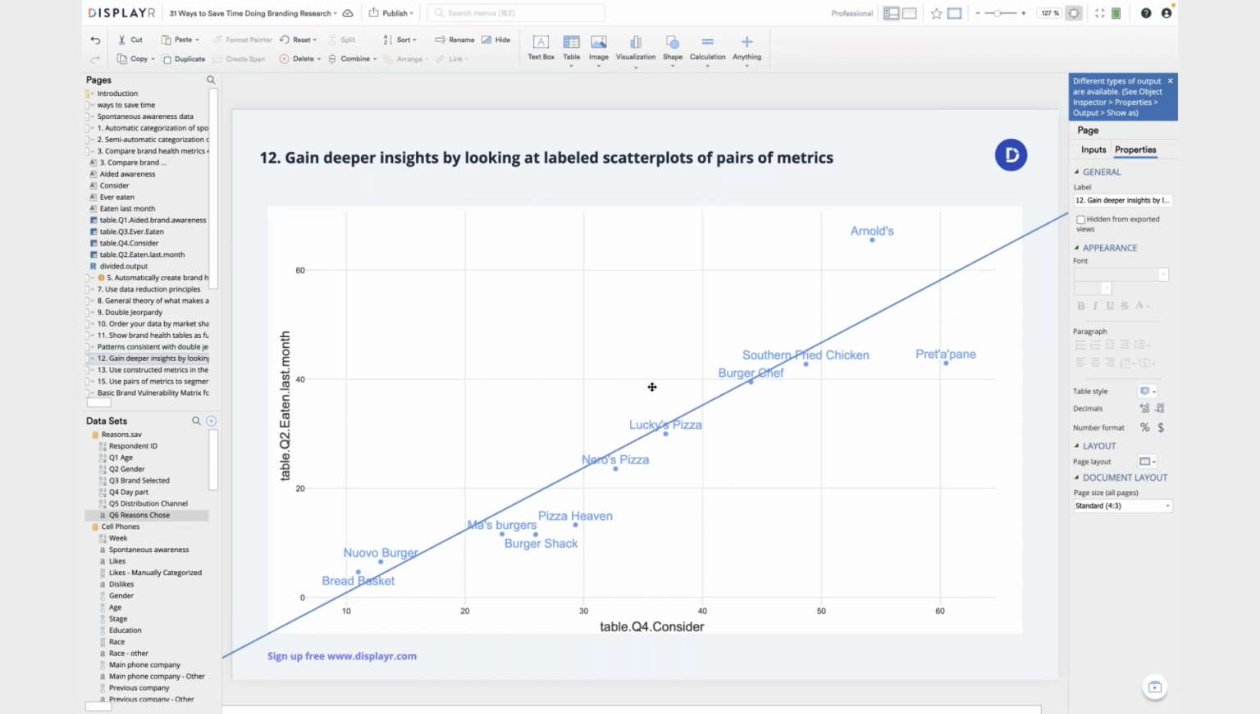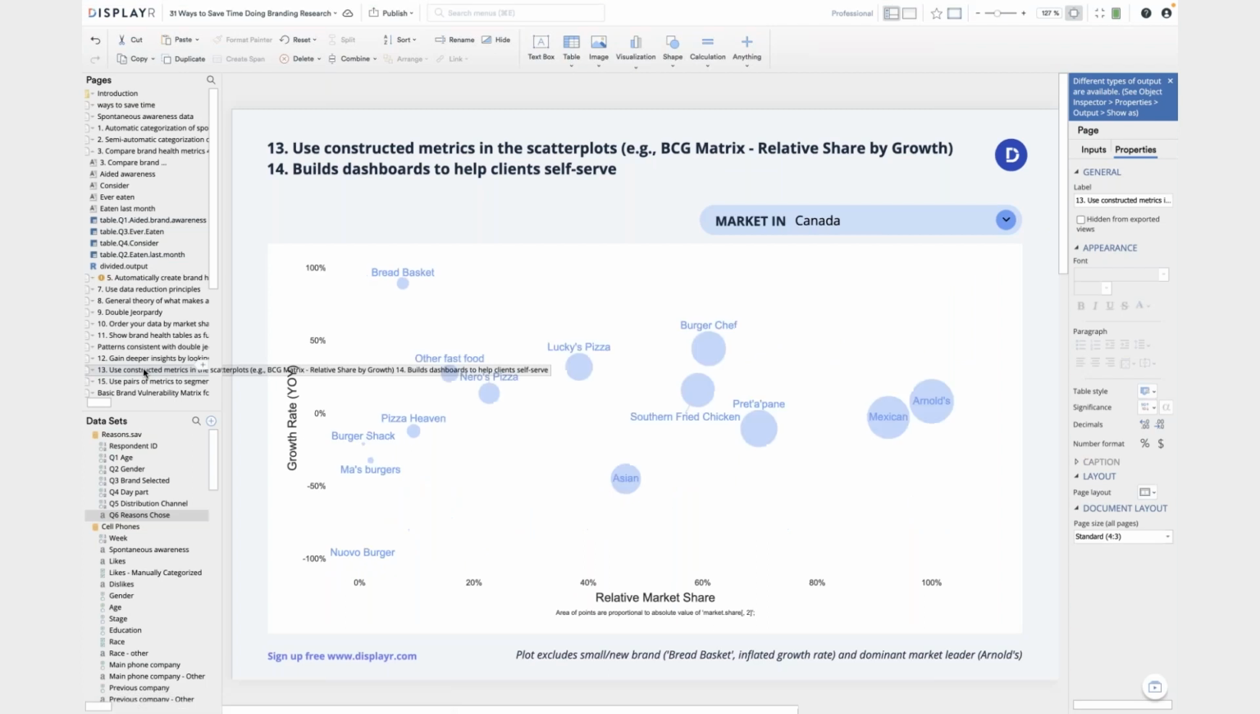Now, on this visualization, I'm just plotting the answer to one question, did they consider a brand, by another question. But you can always derive more complicated metrics. One of the classic frameworks for looking at brands is the BCG, or Boston Consulting Group matrix, where on the x-axis we have relative market share, on the y-axis we have growth rate. If you look at this data, you can see that Breadbasket's in the #1 spot in terms of growth, with very small market share, so we're going to expect it to move to the right over time.